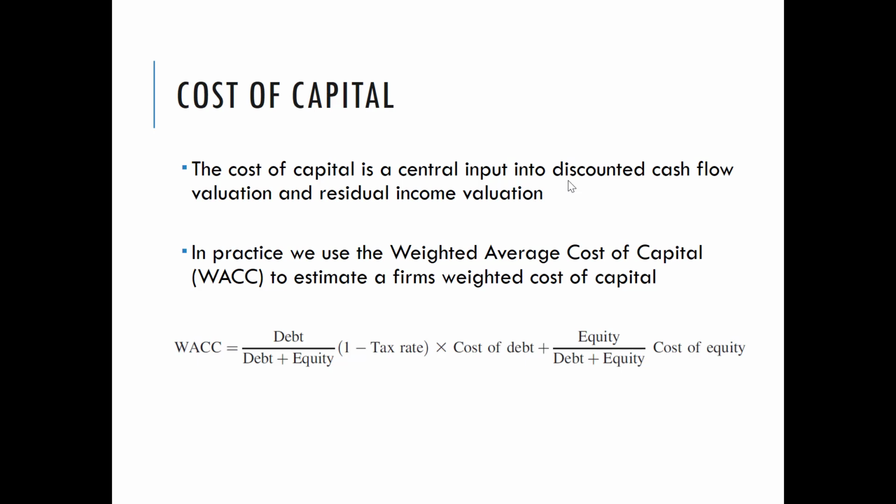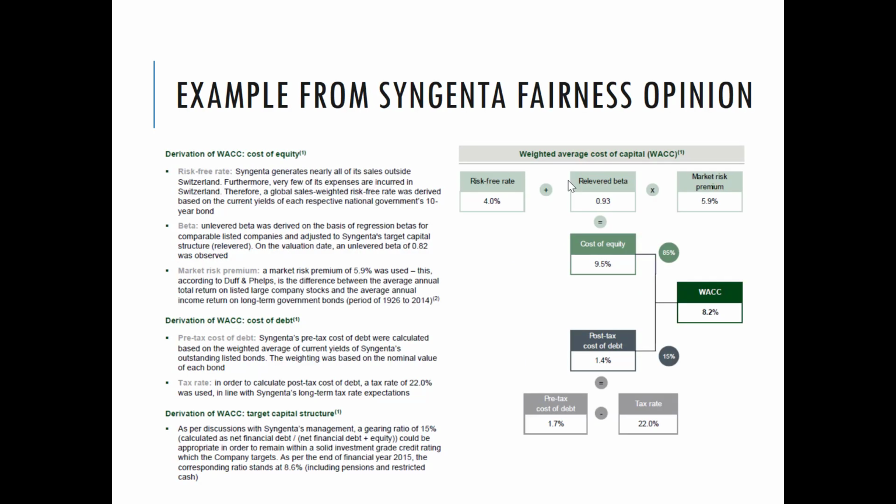This formula is a bit boring, so for your project, what you can instead do is try to visualize it. In week 1, I provided you with an example of a fairness opinion for a Swiss firm, Syngenta. In their fairness opinion, they made a nice little graphical representation of their weighted average cost of capital. They broke it down into the cost of equity and cost of debt, and for the cost of equity, which risk-free rate, what pre-levered beta, and what market risk premium they used. We also have the proportion of equity and the proportion of debt.